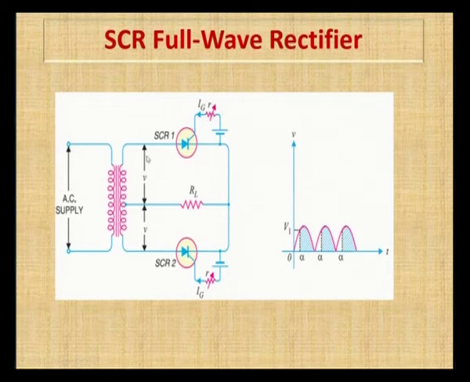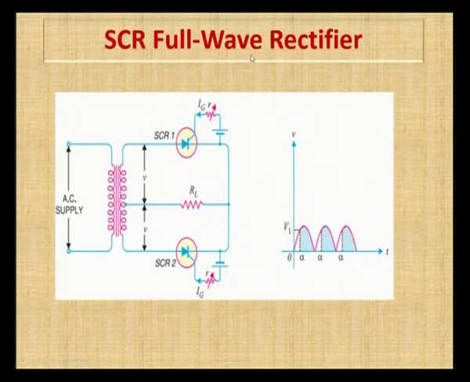Here also, in the same way, during the positive half cycle of the secondary voltage, SCR1 will turn on when the gate input voltage is made a value of V1. SCR1 turns on only during the positive half cycle of the secondary voltage, and in the negative half cycle the other end becomes positive, and SCR2 will conduct. So the AC supply for both positive and negative cycles will be rectified in a full wave rectifier. That is why it is called a full wave rectifier.